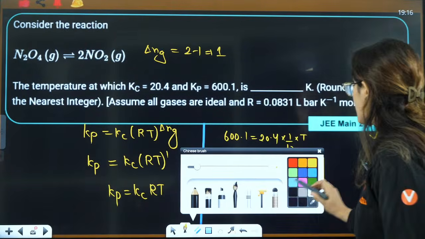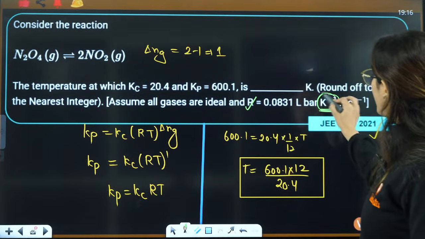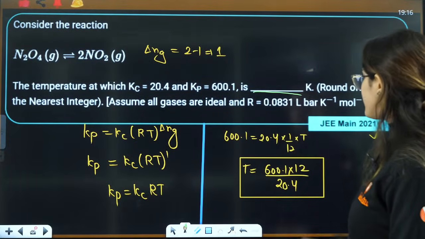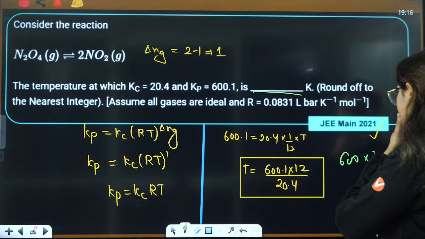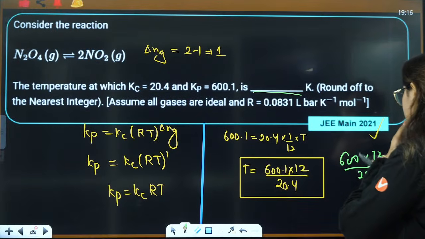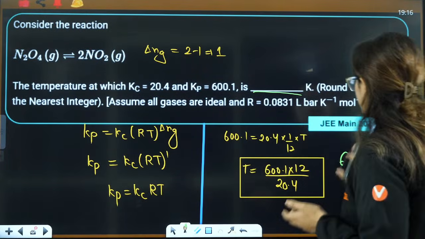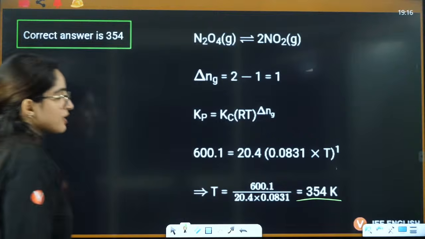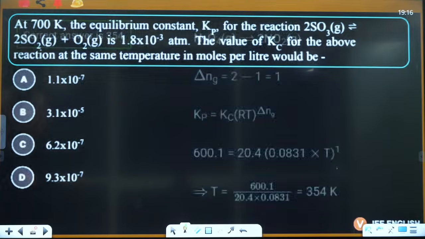in Kelvins. Why will we get our answer in Kelvin? Because this R is given in per Kelvin. That's why the answer will be in Kelvin only, and they have asked also in Kelvin. So you can say 600, this is 12, this is 20.4. This is approximately 360 something it will be, right? So the answer is coming out to be 354, the correct answer here. Right, everybody?